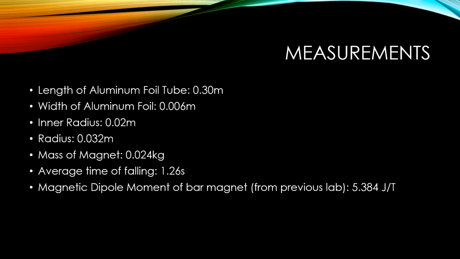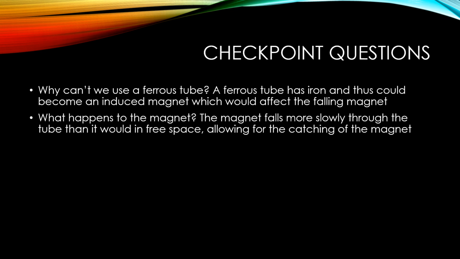Our measurements: the length of the aluminum foil tube was 0.3 meters, the width of the aluminum foil was 0.006 meters, the inner radius was 0.02 meters, and the outer radius was 0.032 meters. The mass of the magnet was 0.024 kilograms, and the average fall time was 1.26 seconds. The magnetic dipole moment of the bar magnet, which I used from the previous lab, was 5.384 joules per Tesla.